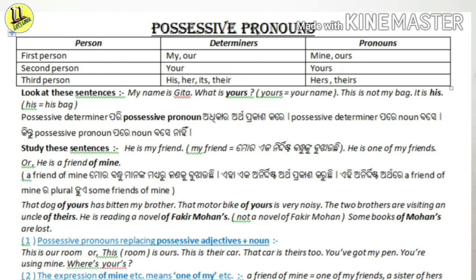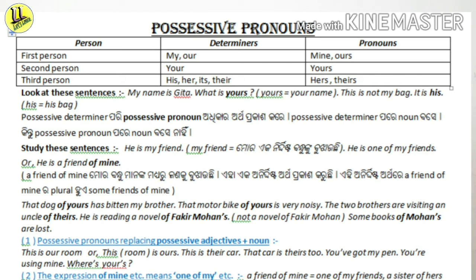And in case of possessive pronouns, there are two more important points. The first point is possessive pronouns replacing possessive adjectives plus noun. Now you see, for example, this is our room. This means this is ours. We can replace room here. Here room refers to this and this refers to room also, vice versa. This is their car. It can be like this. That car is theirs too.